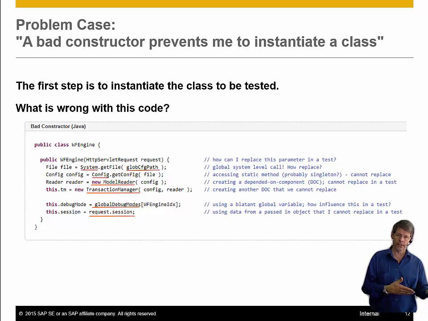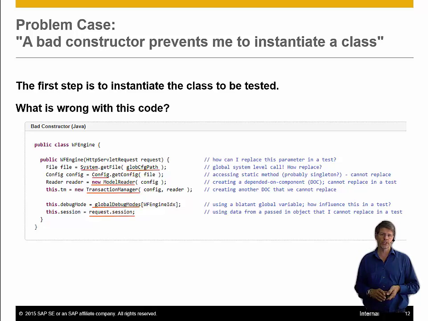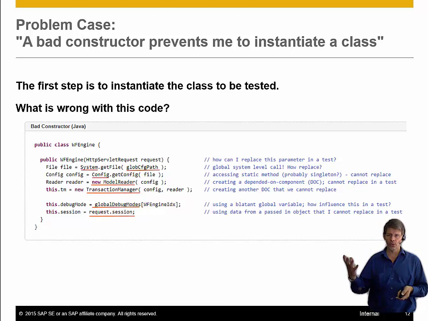Then I read the file, I get the configuration, which means I read it and parse it and do whatever. And I create a configuration instance. Let's say that's an object that holds the configuration.